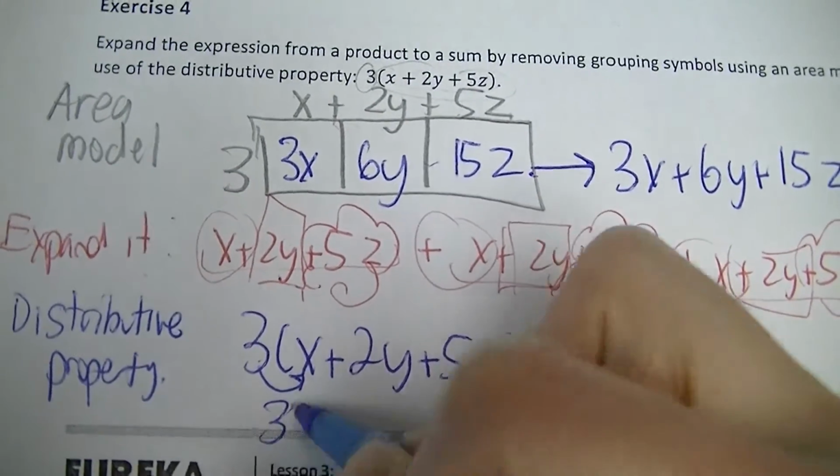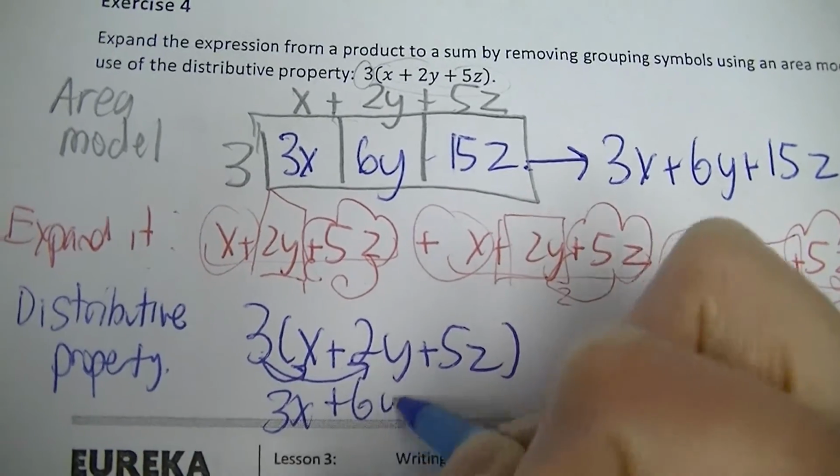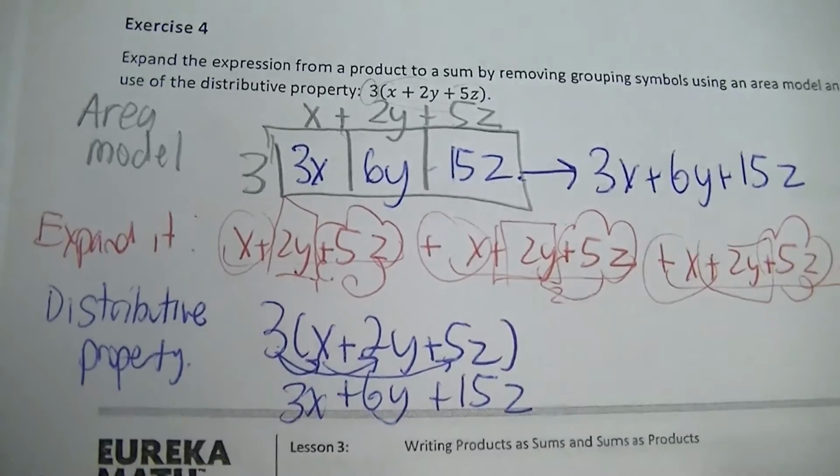3 times x is 3x. 3 times a positive 2y is a positive 6y. 3 times a positive 5z is a positive 15z.